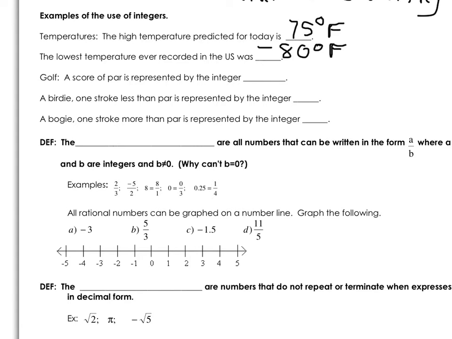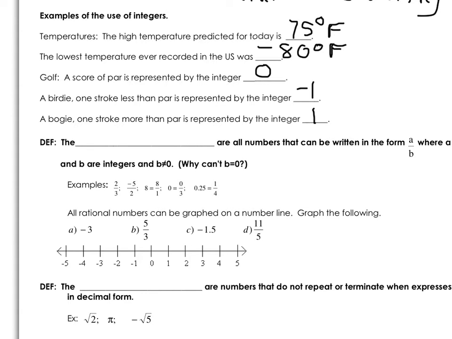A score of par is represented by the integer 0. A birdie, one stroke less than par, is represented by the integer -1. A bogey, one stroke more than par, is represented by the integer +1.